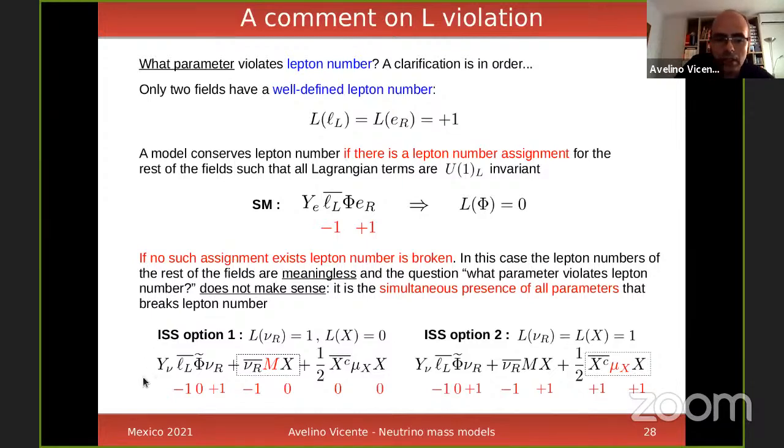So in the inverse seesaw, you can say that the lepton doublet has lepton number +1, as we said. The Higgs doublet has lepton number 0, as we found here for the standard model coupling with the Higgs. But you don't know the lepton number of nu_R, the right-handed neutrinos, and the lepton number of X. So let me try and assume that the lepton number of the right-handed neutrinos is 1 and the lepton number of X is 0. In that case, this term conserves lepton number. You can see it here. This term also conserves lepton number, but this one breaks lepton number. Okay, so this assignment doesn't work.